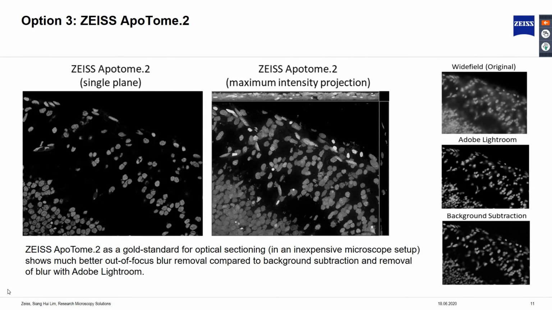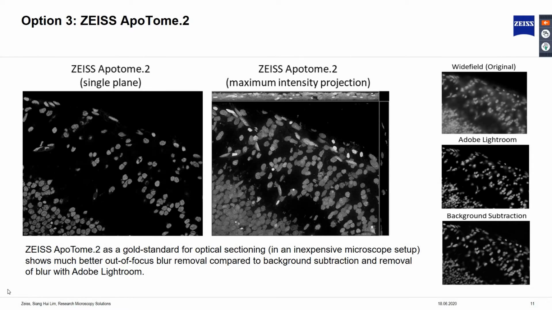The third option to improve your fluorescent images in Widefield microscopy is by means of structured illumination techniques as implemented in Zeiss Apotome tool. Apotome remains the gold standard for optical sectioning in an inexpensive Widefield microscope setup. From the image on the left, we can clearly see that Apotome shows much better out-of-focus blur removal compared to background subtraction and removal of blur with Adobe Lightroom.